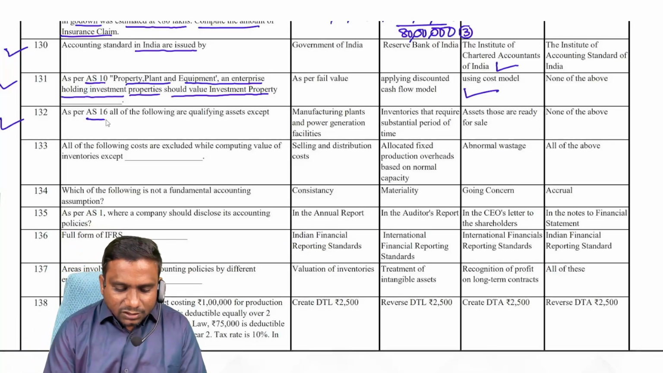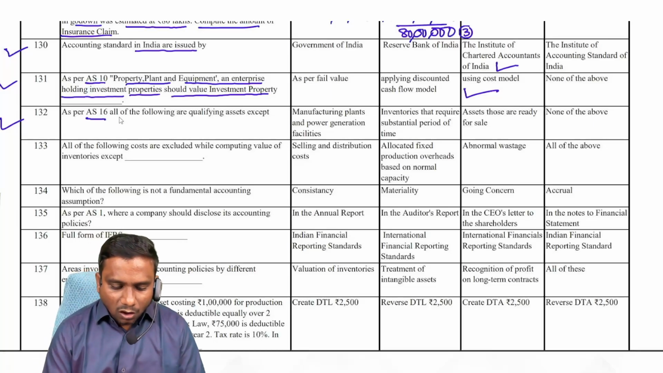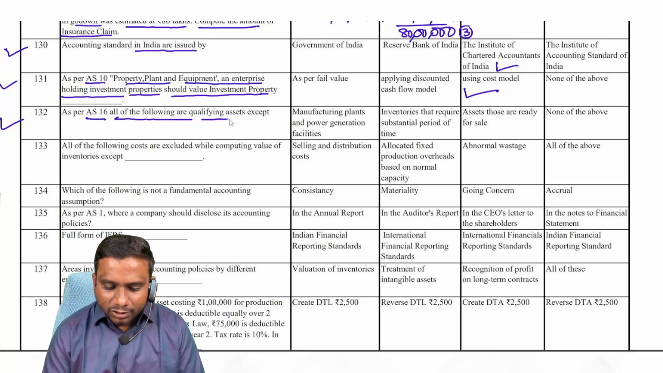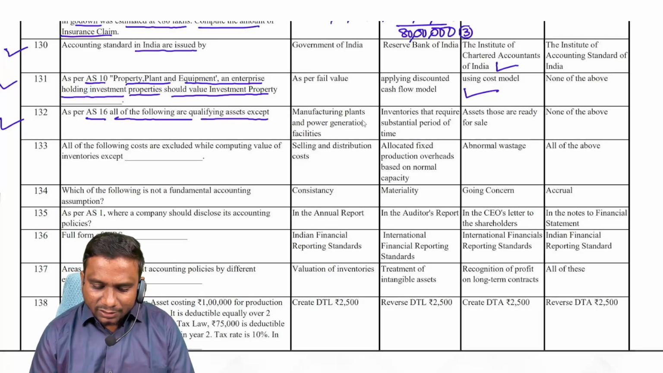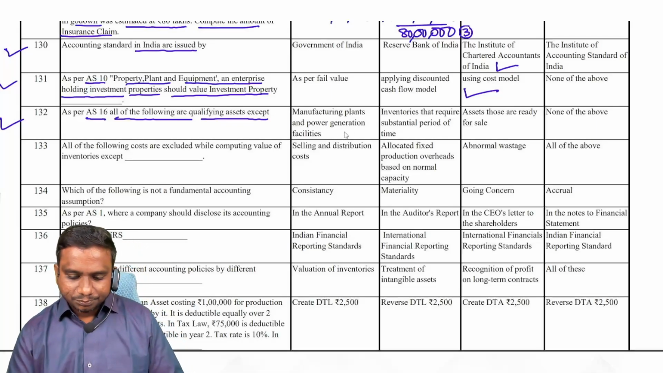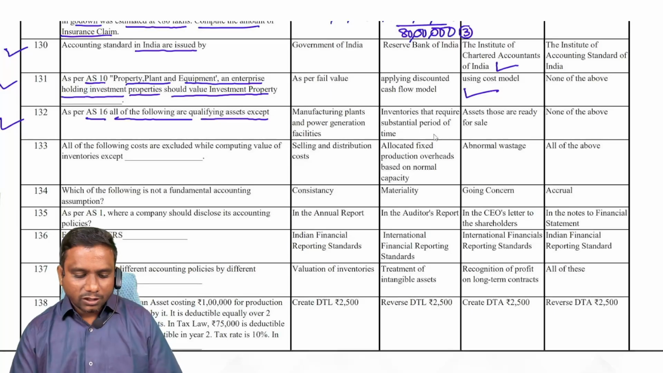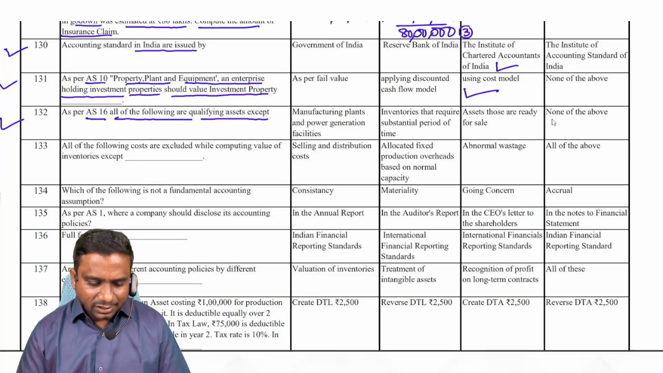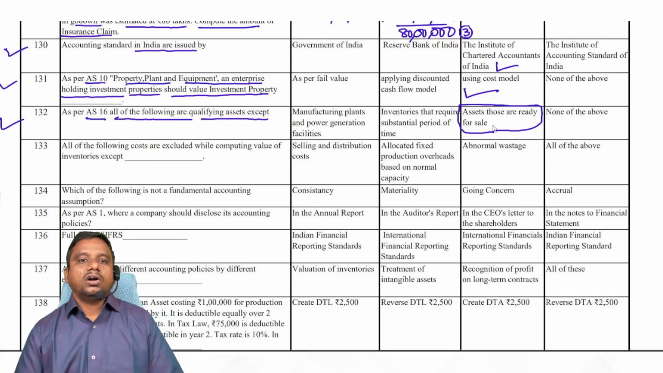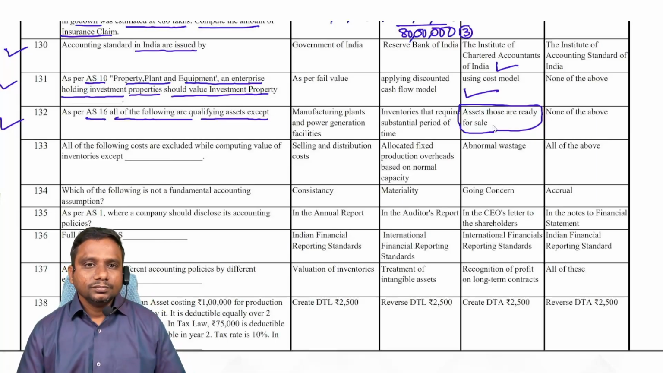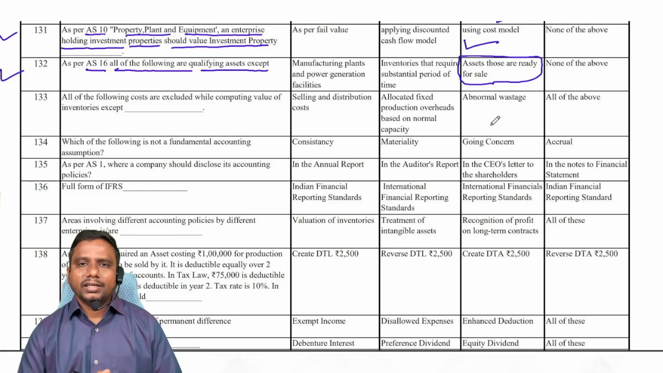Next one, 132. As per AS 16, nothing but borrowing cost, all of the following are qualifying assets except: manufacturing plants and power generation facilities, inventories that require substantial period of time, assets those are ready for sale, none of the above. You observe, as per AS 16, assets those are ready for sale are not qualifying assets. They are ready for sale, no? They will not be taken as qualifying assets.